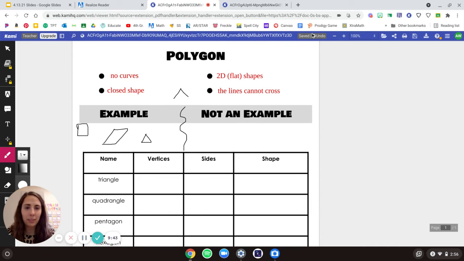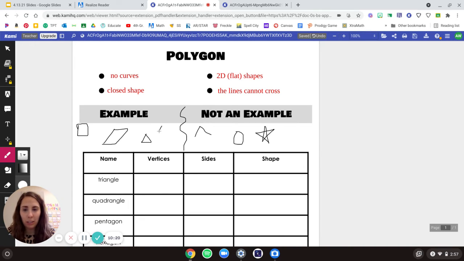No, that doesn't work. That's a non-example because it is open, right? It has to be closed. Another one we can say is not an example is a circle, right? Because it's curved. It can't have any curves. And one more non-example is if we drew a shape that looks like this one. Why is this one not a polygon? This one's not a polygon because they cross, right?